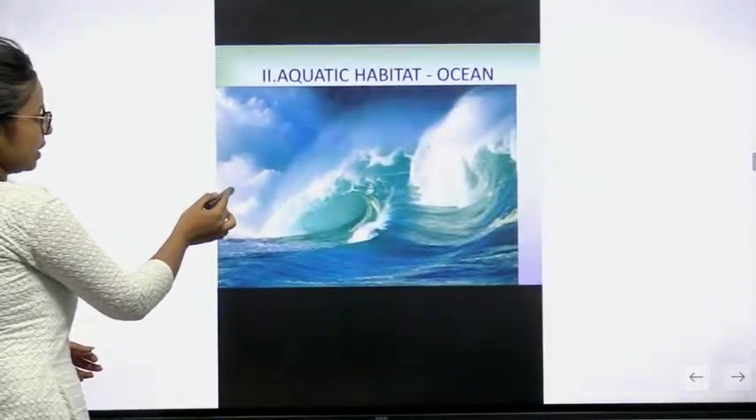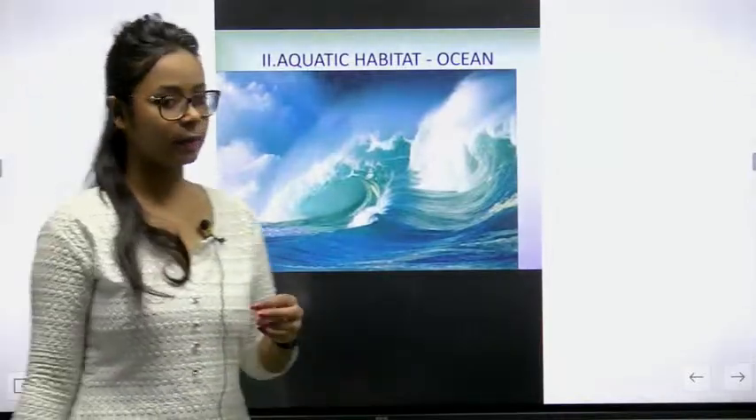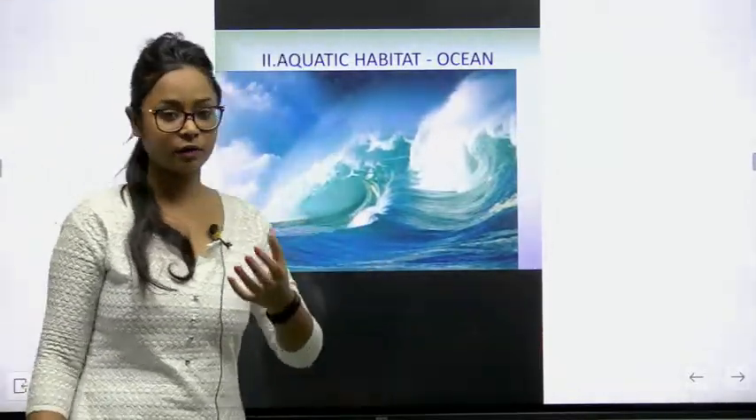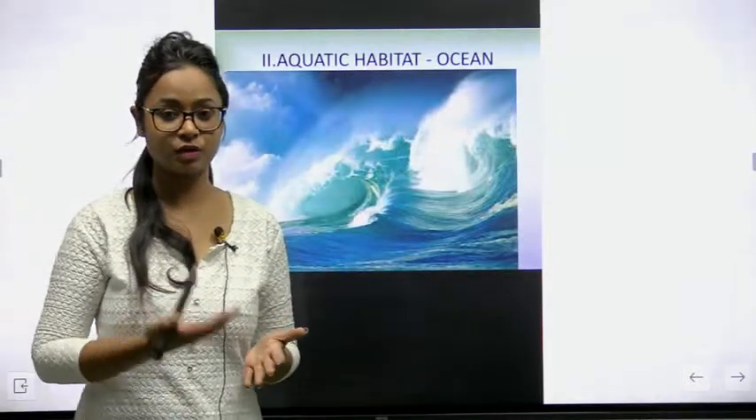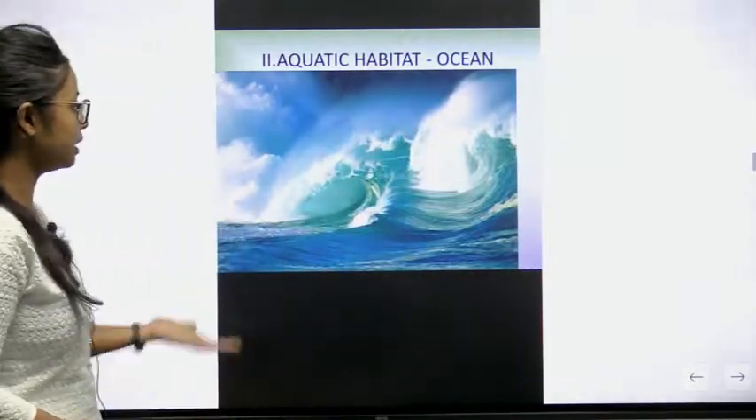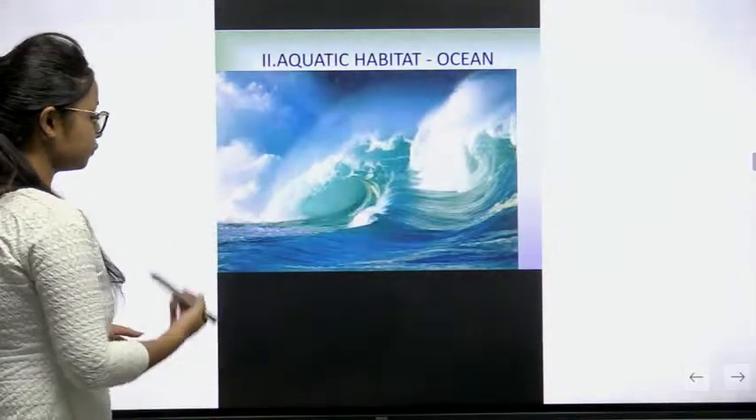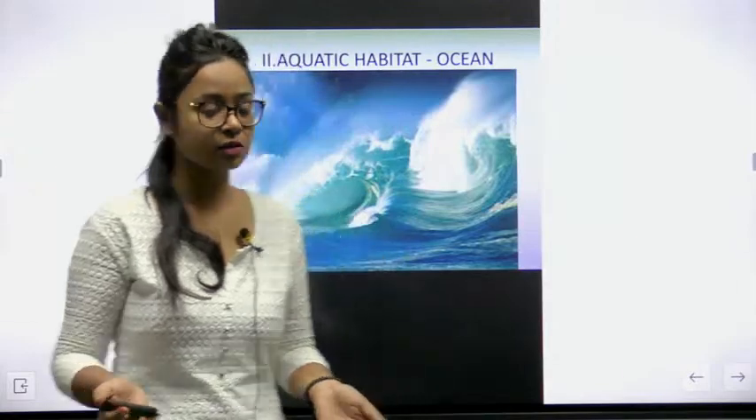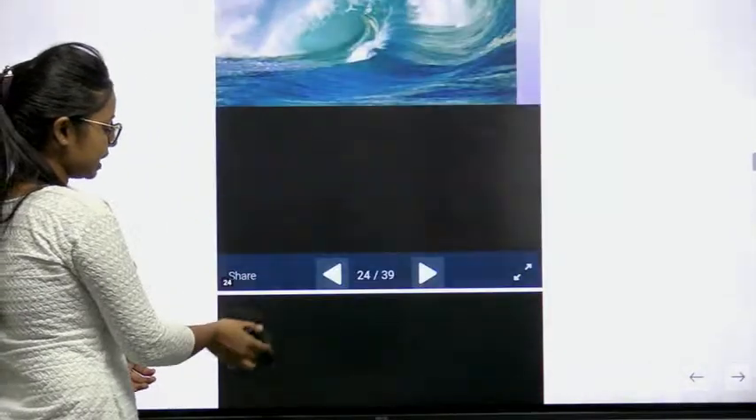Next is aquatic habitat. Now if we talk about aquatic habitat, first of all, what are aquatic places? The oceans, the lakes, rivers, seas, they all come in an aquatic habitat. So if we talk about an aquatic organism or aquatic plant, what will come to your mind? Fishes. Okay, now fishes have a special adaptation.